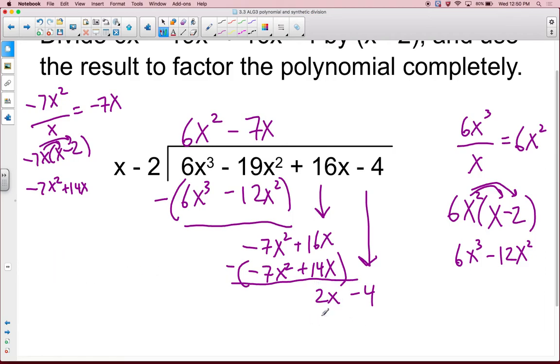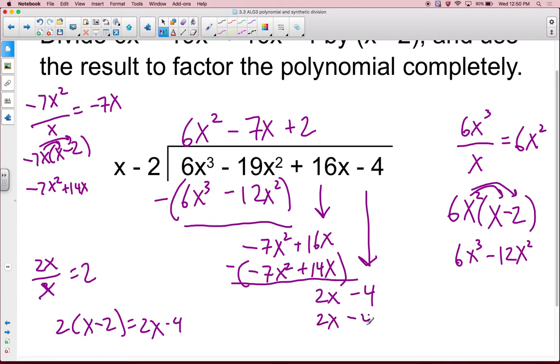So I take the first term here, 2x. I divide that by the first term here, x. I get a 2. I put that up top as my quotient. I multiply out 2 times x minus 2. I get a 2x minus 4. I put that underneath here. And I get a remainder of 0.